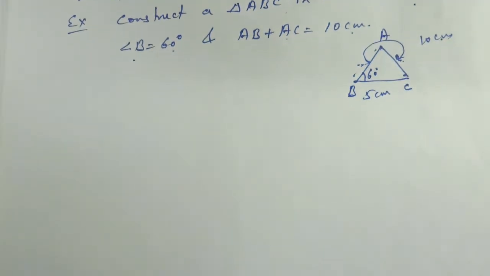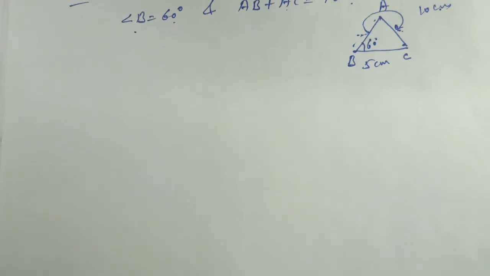First of all, following the rough sketch, we have to draw the base, that is BC equal to 5 centimeter. So using the scale and the pencil, we have to draw a line which is of 5 centimeter and let us name it B, C. It is 5 centimeter.